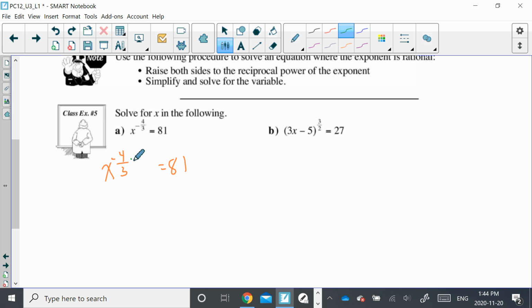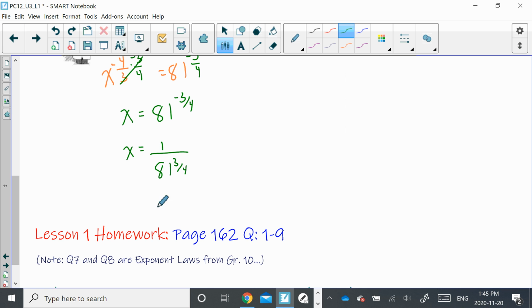And if you take the reciprocal of this and you multiply both sides by -3/4, this will cancel. It will become 1. We will get x is equal to 81 to the -3/4. Get rid of your negative first. 1 over 81 to the 3/4. And from here, get rid of your rational exponent. 1 over the 4th root of 81 to the power of 3.